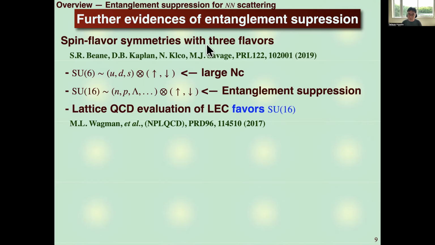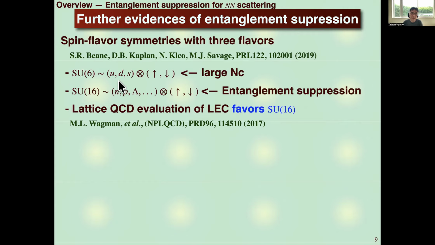Before that, it is better to recall that the SU4 spin flavor symmetry in two nucleon scattering is of course obtained by entanglement suppression, but as I briefly mentioned, it can also be obtained by Rajency. So in that aspect, Rajency and entanglement suppression give identical results for the two nucleon scattering system. But if you go to three flavors, the symmetry is actually different. In the three flavor case, the Rajency limit gives the SU6 spin flavor symmetry, while entanglement suppression, as discussed in these papers, gives you the SU16 symmetry. It is the larger symmetry, which means a stronger constraint on the structure of baryon-baryon interaction.